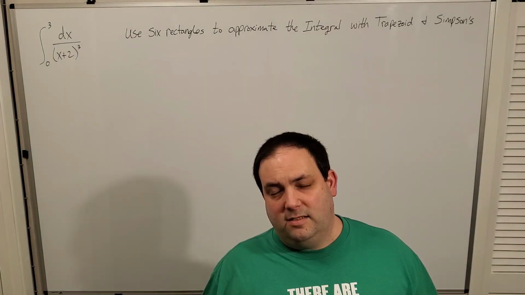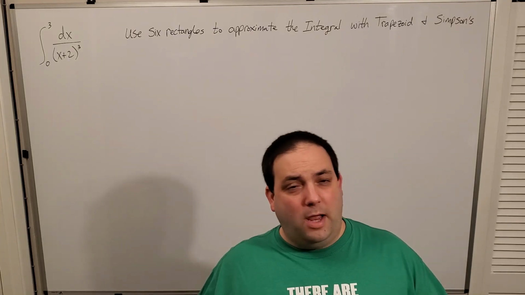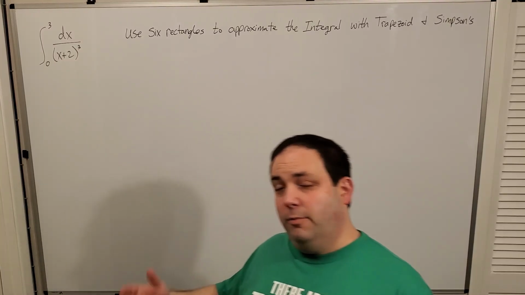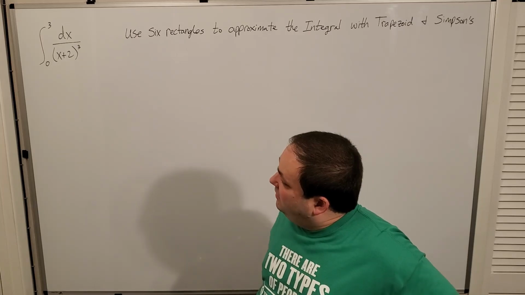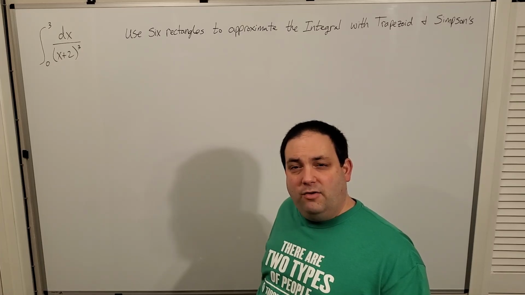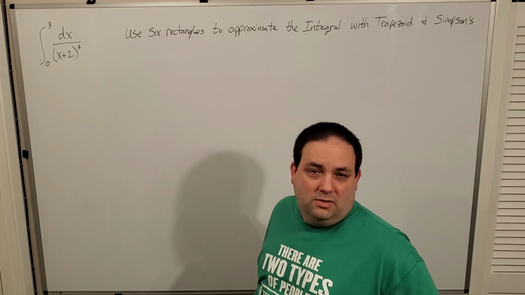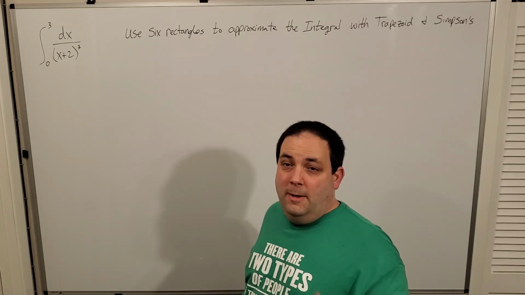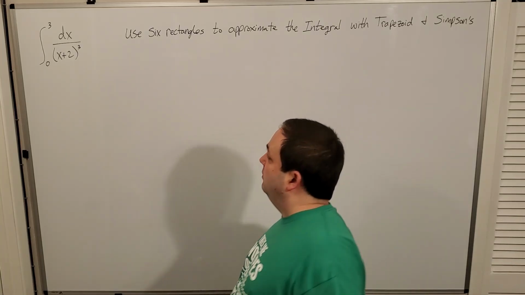To finish up this test, this last problem has us approximating an integral with the trapezoid rule and with Simpson's rule with 6 rectangles for both, right? 6 rectangles for one, 6 rectangles for the other. I also made this integral in such a way that you could work the integral and get the exact value, so that you could compare and see if your trapezoid and Simpson rule solutions are really good approximations. Remember, Simpson's rule is supposed to be really, really good even for a small amount of rectangles. So let's see how close we can get to the real thing, right?